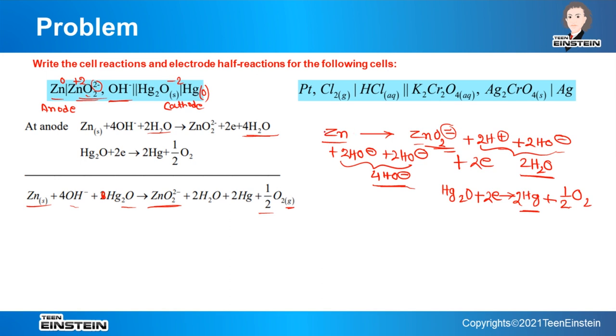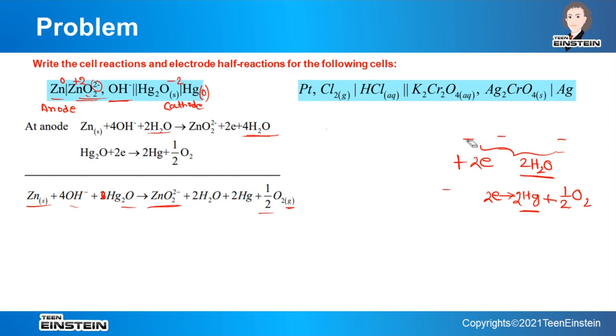The next one is PtCl2. Let me erase it. Here you can see the example of an ion and gas electrode. Okay, this is the metal ion, the first one, and this is the ion gas electrode, where we have just discussed the types of electrode. So you can see the example here.